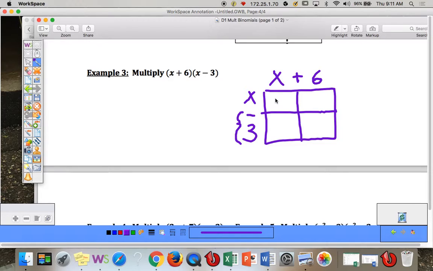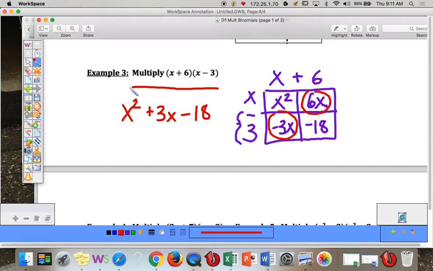All right, we got x times x is x squared. 6 times x is 6x. X times negative 3 is negative 3x. And 6 times negative 3 is negative 18. So then we write it with the highest exponent first, x squared. We're going to combine like terms. 6x minus 3x is 3x.